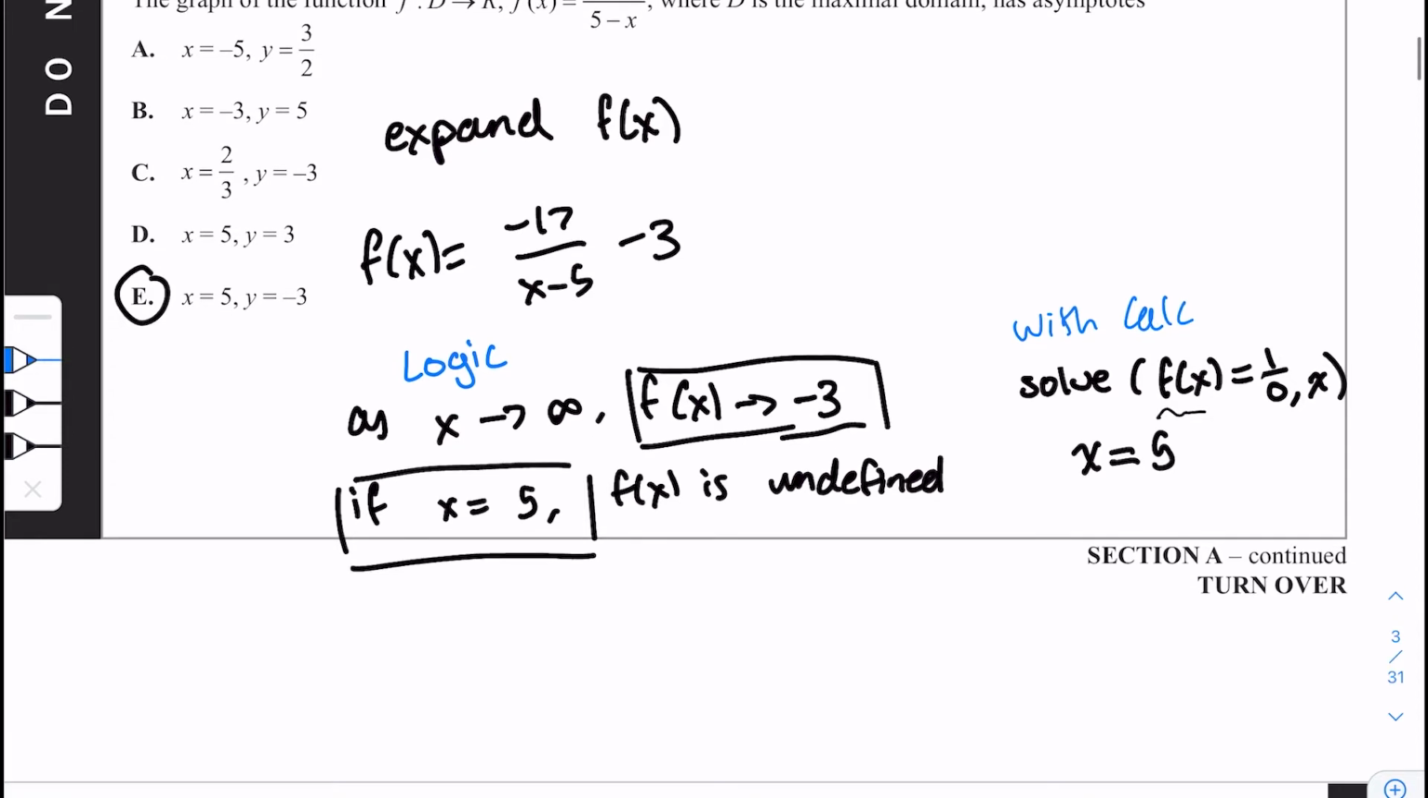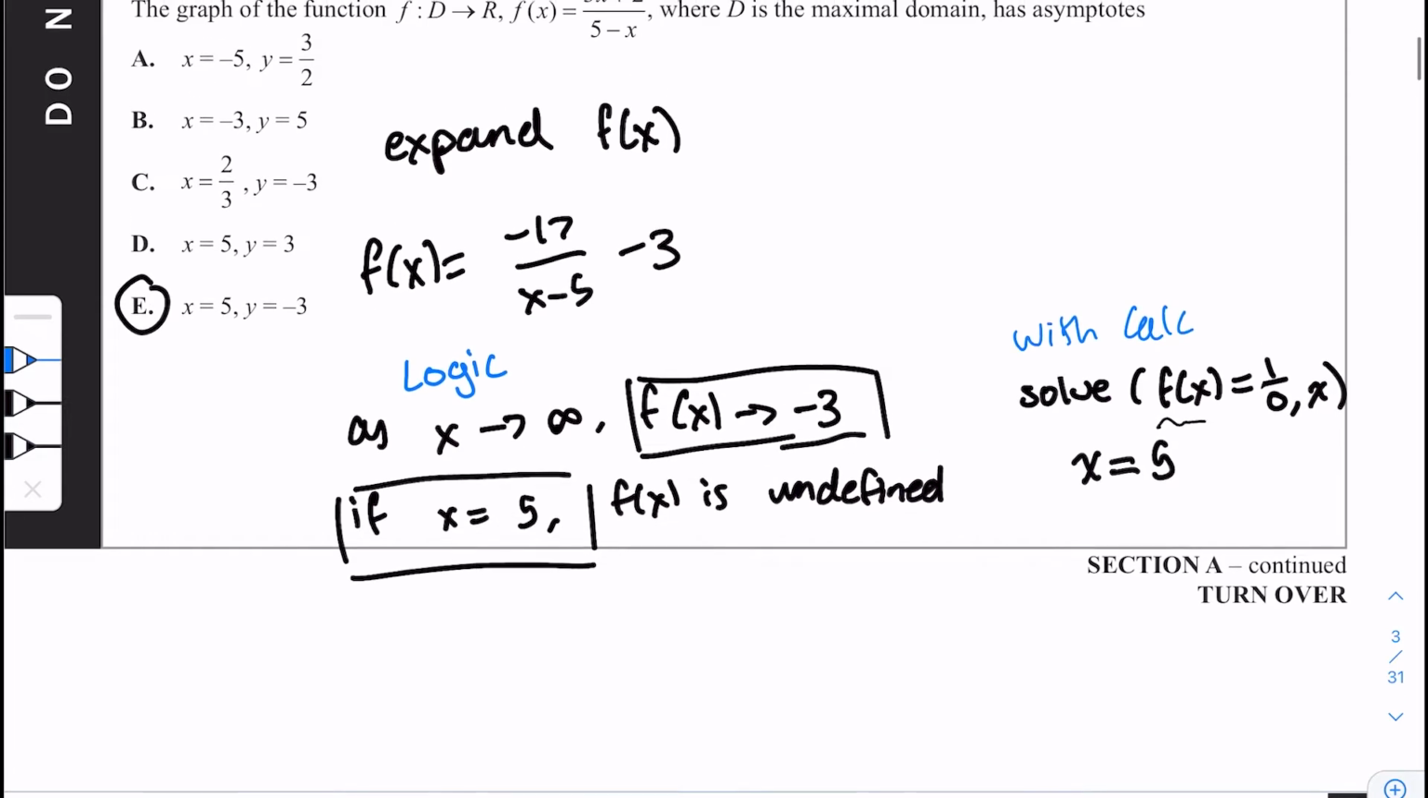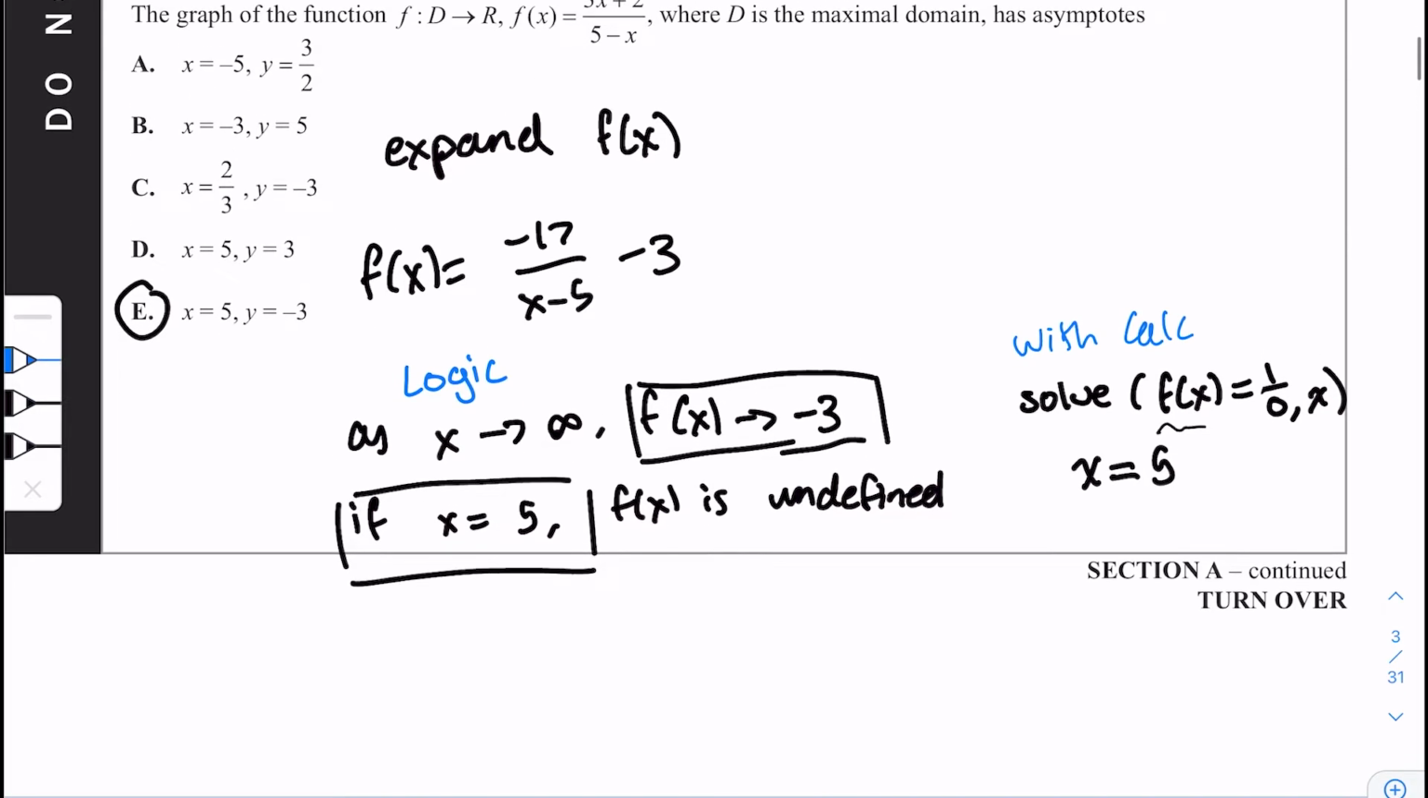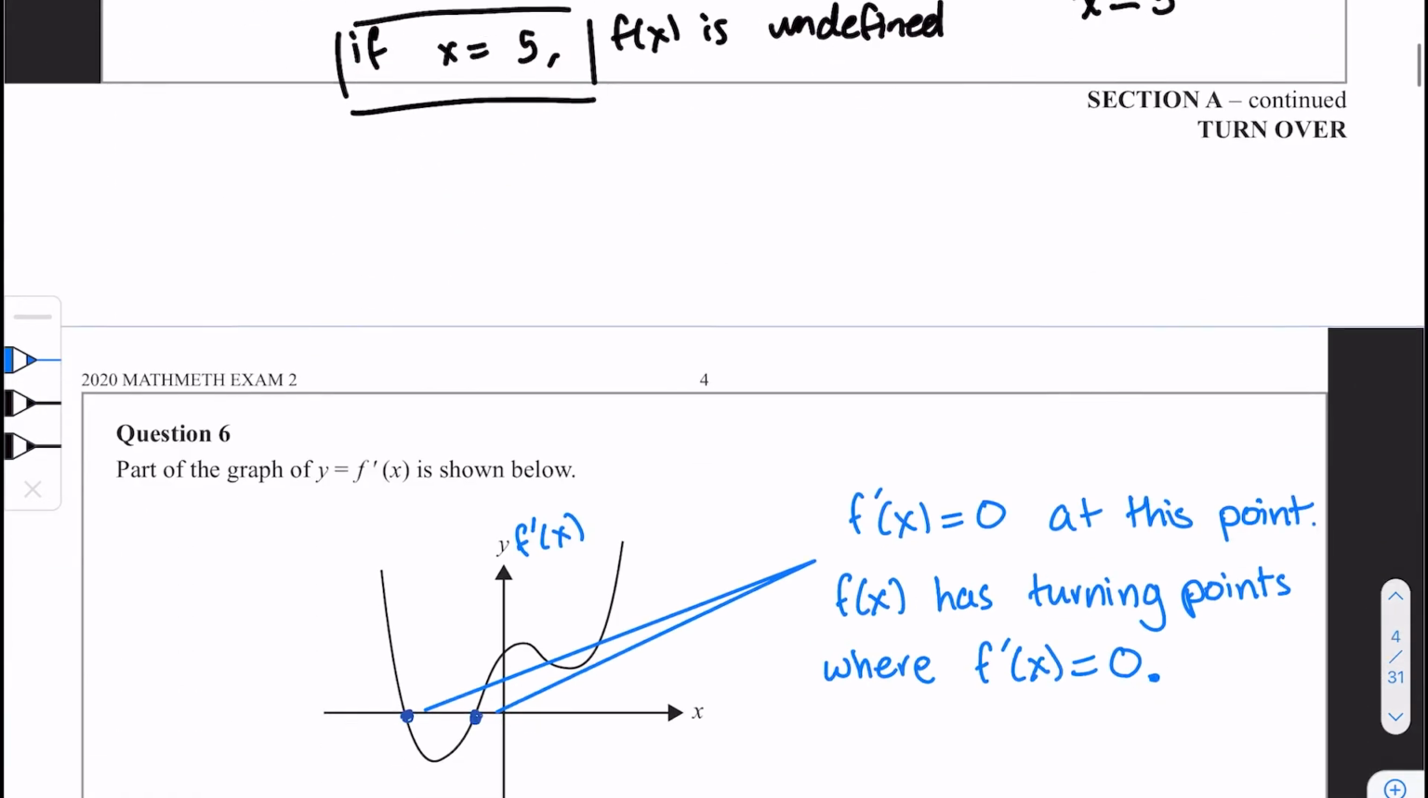With your calculator, there's a cool feature where you can solve your function is equal to 1 divided by 0, or any number divided by 0, in terms of x, because then your calculator will basically solve. That's like saying to your calculator, please solve for me when f of x is undefined, and it'll give you x equals 5. But that doesn't have a very wide use case. I just do logic by hand, much easier.